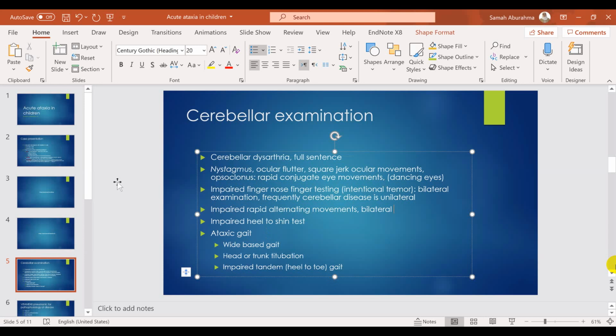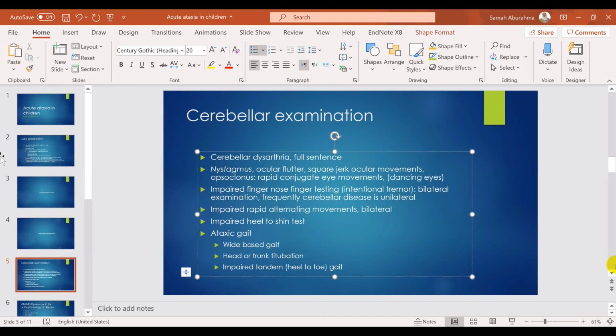This is a full examination for the cerebellum. Yes, this is good. If you know these things, we would be thankful. Yes, this is basically the cerebellar exam that I would like you to know. Remember these things, okay?